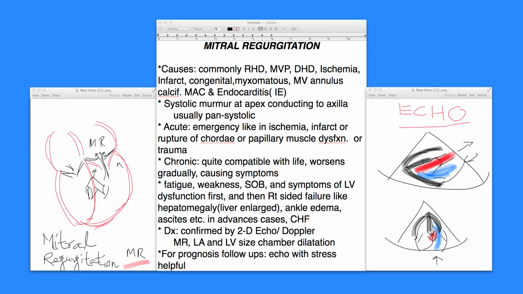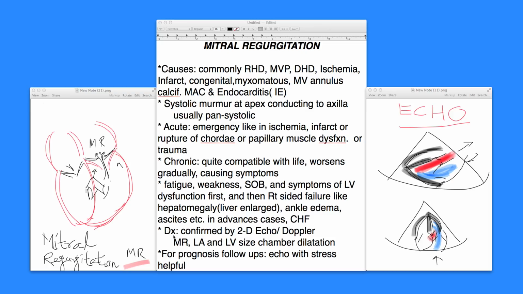And then the right-sided failures tend to develop, and those are hepatomegaly, which is liver enlargement, ankle edema, which is as straightforward as that, and then ascites, that means fluid collection within the peritoneal cavity, which is in the tummy. Outside the intestines and the rest of the abdominal organs, there is a sheath which separates all the intra-abdominal organs from the rest of the abdominal cavity, and that is now containing fluid, and that's called ascites. So in advanced cases, one can also see congestive heart failure, because the right side has failed and the left side, of course, has failed because that's where the original problem arose.